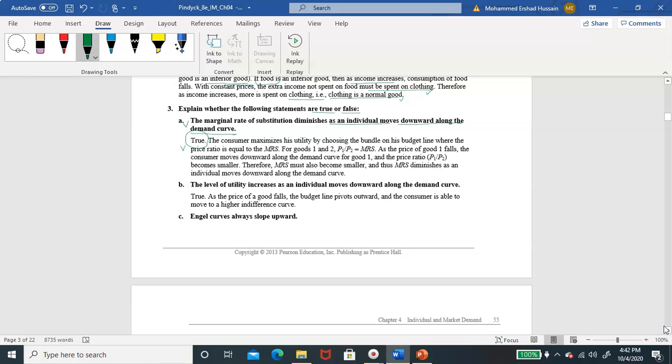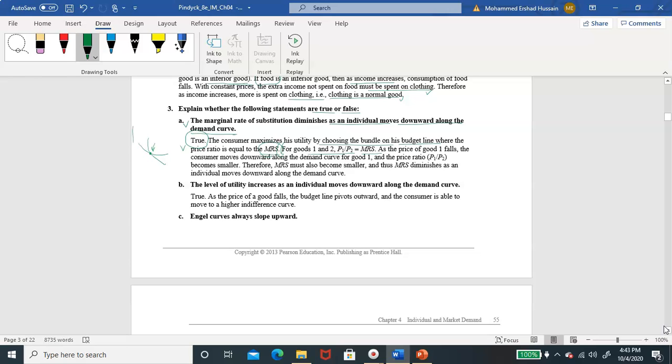The consumer maximizes his utility by choosing the bundle on his budget line where the price ratio is equal to MRS, right? Remember the equilibrium condition and the tangency between the indifference curve and budget line, right? The slope of the budget line is the price ratio, the slope of the indifference curve is the MRS. At that point, MRS equals the price ratio, right? Okay. Now with that knowledge, for goods 1 and 2, P1 over P2 is MRS, right?